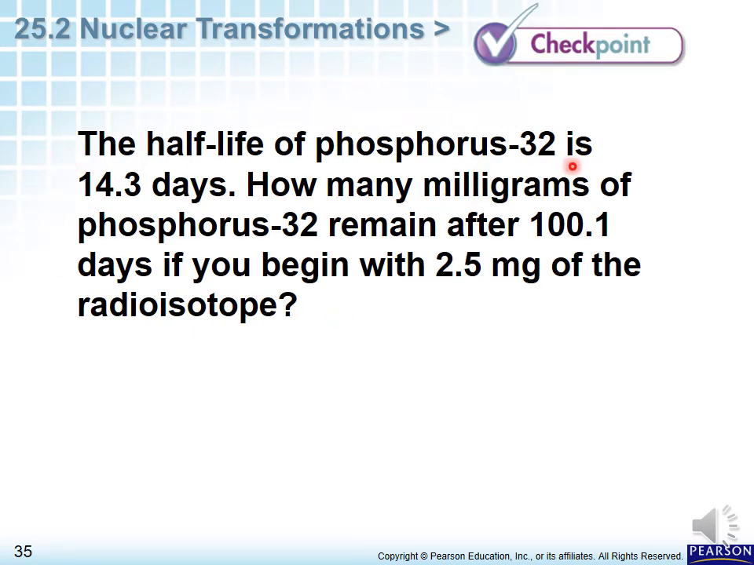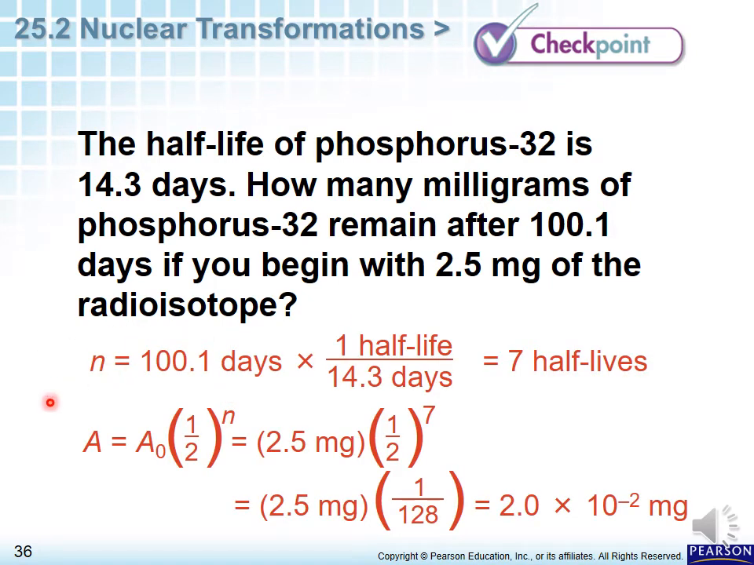The half-life of phosphorus 32 is 14.3 days. How many milligrams of phosphorus 32 remain after 100.1 days if you begin with 2.5 milligrams of the radioisotope? Same equation. Before this, you have to find out n. For n, you know how many days you need is 100.1. So 100.1 days divided by the 14.3 days given, which is the half-life we needed. So when you calculate, you get 7 half-lives.